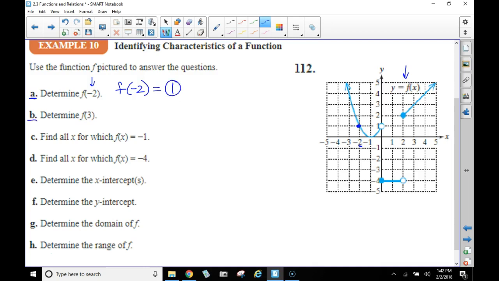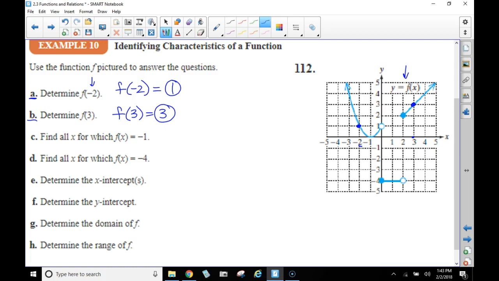What's on part B? What's our function value when x is 3? When x is 3, what is y? Or what is our function value at 3? Our function value at 3, which is right here, is going to be this point, which is also 3. So our function evaluated at 3 is equal to 3.